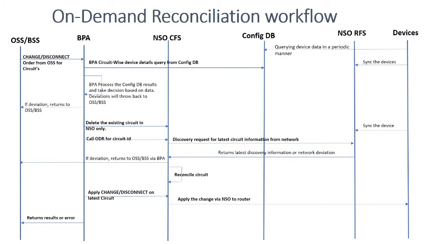The next slides will show the complete picture of the workflow, exactly how the flow goes through. There's an OSS-based system. This starts a change or disconnect management for a particular circuit. It doesn't tell us, okay, you do the ODR for this particular circuit. It does normal change management and disconnect management, right?